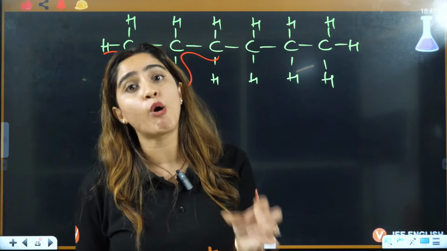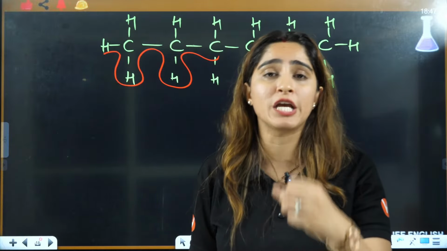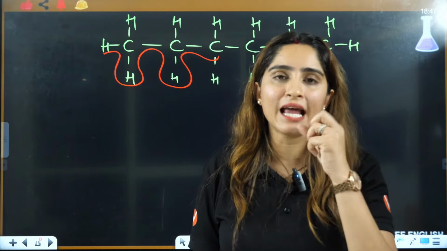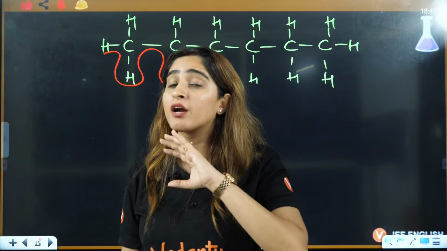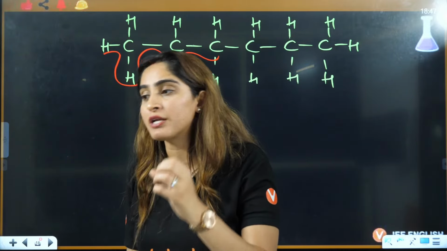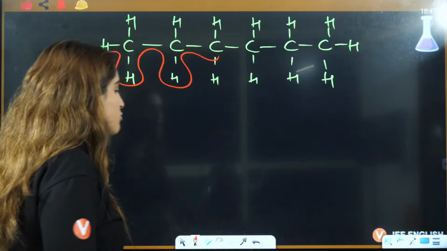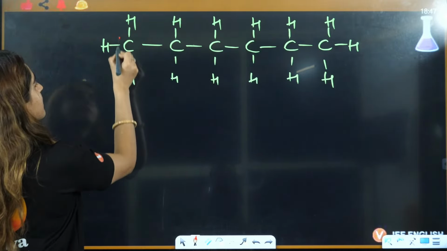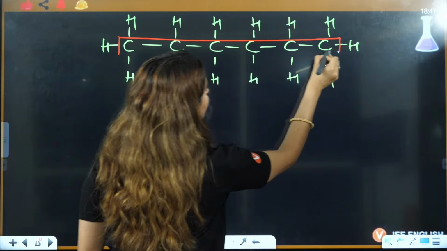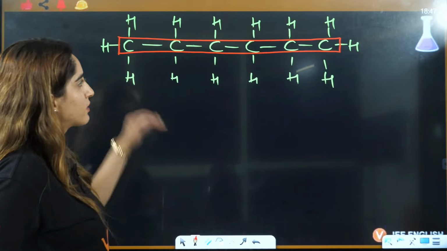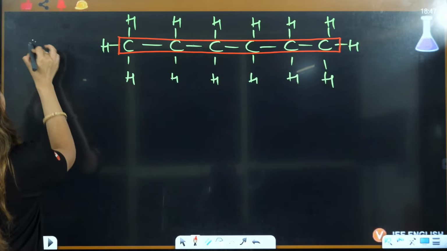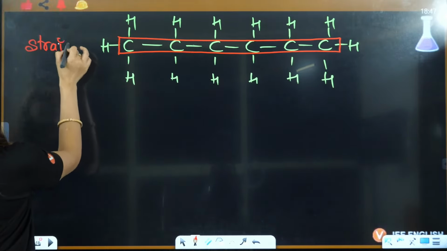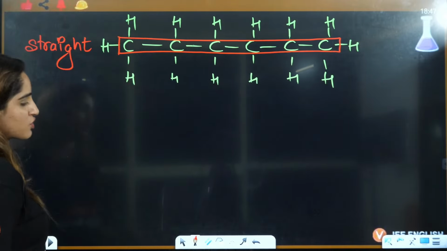Whenever we are talking about straight chain, branched chain, closed chain, ring-like structure, we are only focusing on the carbons. We are not focusing on the hydrogen atoms, right? So let's just focus on carbon. Can you see carbon is giving you a straight chain here? So that is called a straight chain structure.